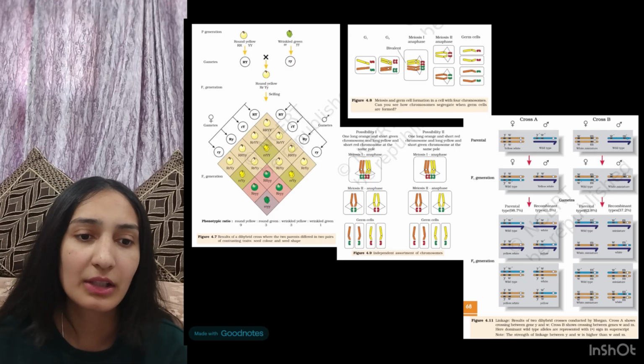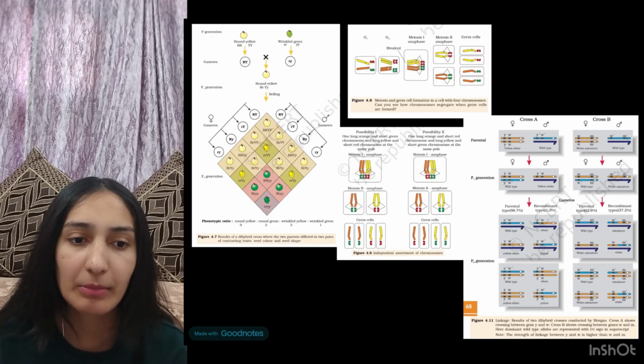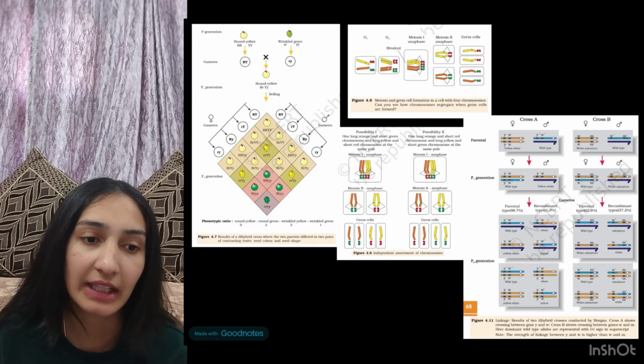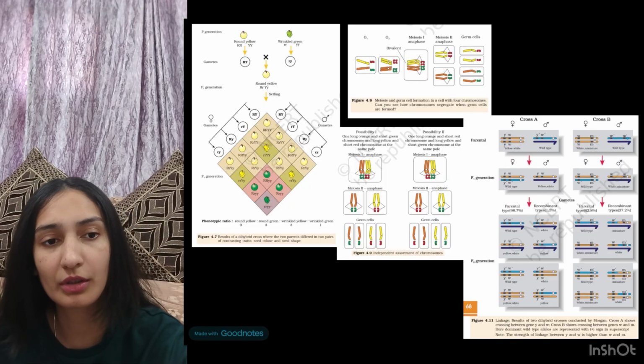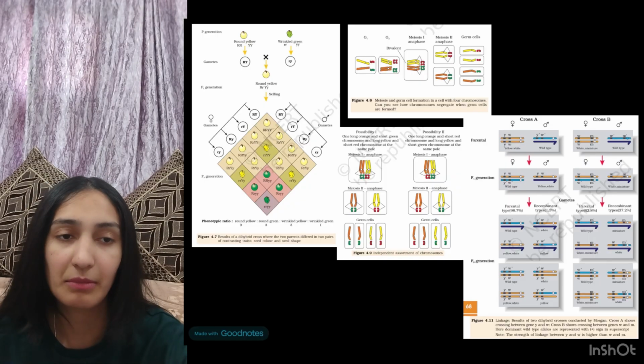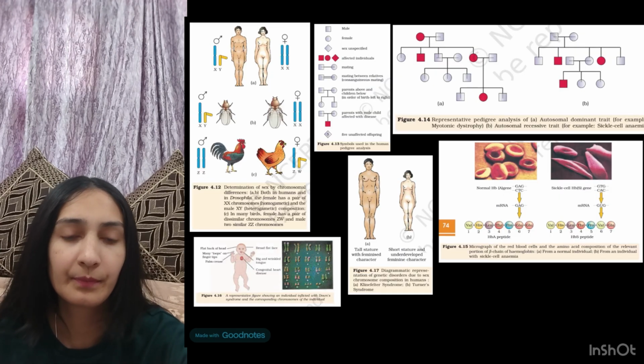So these are the linkage results of two dihybrid crosses conducted by Morgan. Cross A shows crossing between genes Y and W. Cross B shows crossing between genes W and M. Here dominant wild type alleles are represented with a plus sign in superscript. Note the strength of linkage between Y and W is higher than W and M. Okay, this is also an important cross, and many MCQs can be asked from this as well.